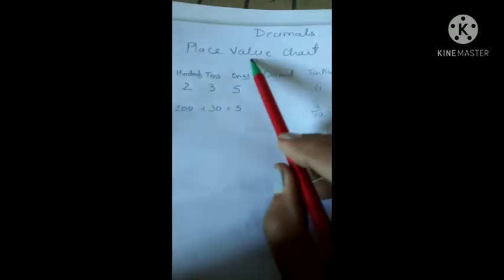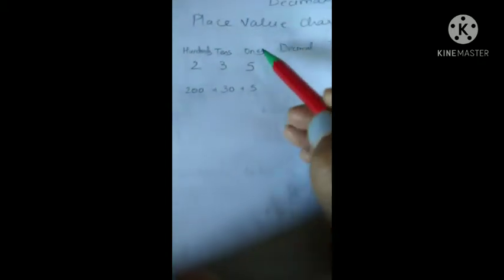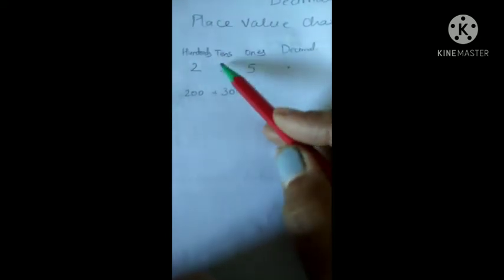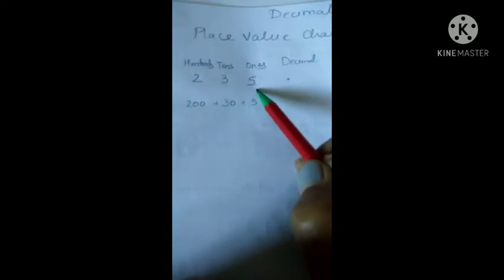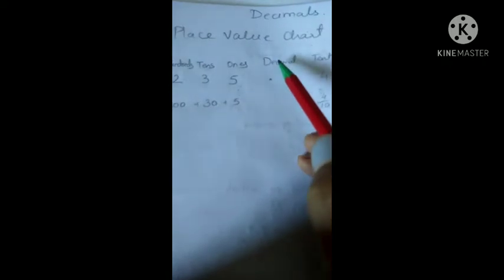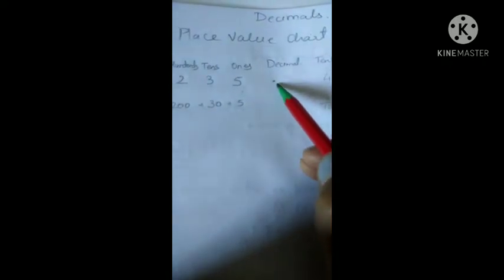Let us start with the place value chart. Students, you have already studied place value chart. If the number is 235, then 5 is at ones place, 3 is at tens place, and 2 is at hundreds place. Now here in decimal, after the ones place, when the number is smaller than 1, a point will come, that is called the decimal point, and then if you have a number that is 4, then it is 4 upon 10.